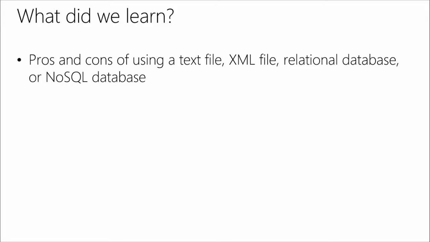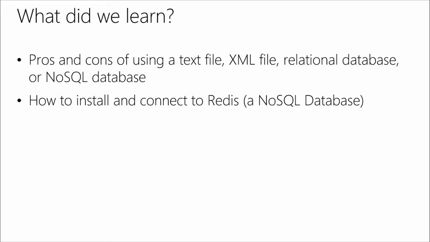So what did we learn? Basically, we learned some of the pros and cons of our different data storage options: text files versus XML files versus relational databases like SQL Server or NoSQL databases like Mongo or Redis. And we also learned how to actually install Redis and connect to Redis using that StrictRedis function.